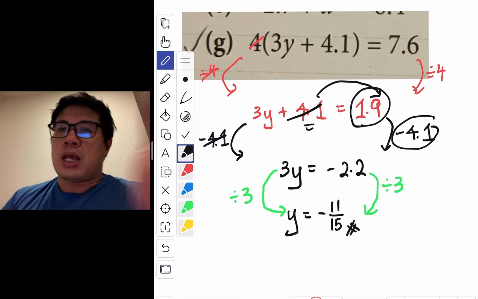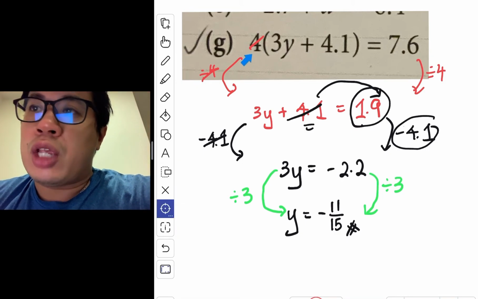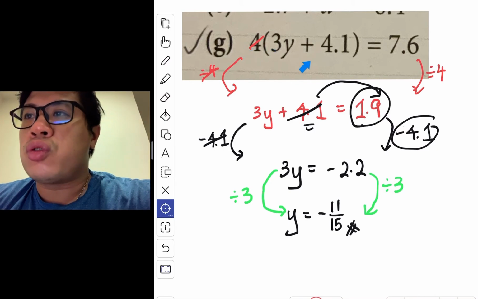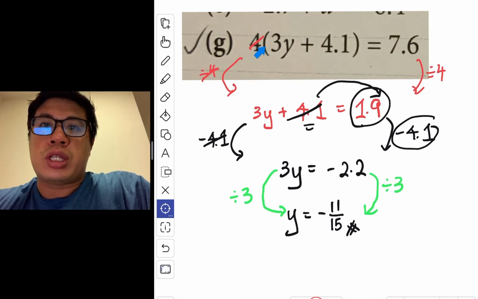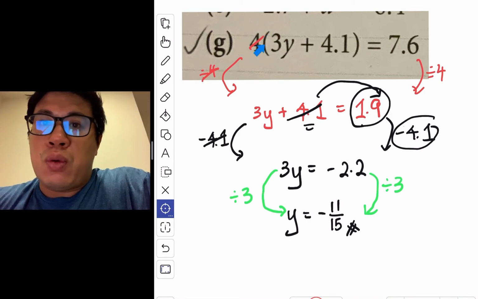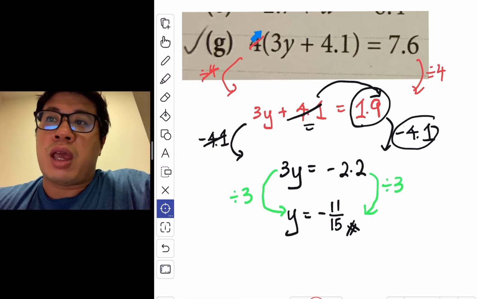So the difficult part is to recognize which operation to do first. Do I do the 4? Do I do the 3? Which one do I do first? Now the one on the most outside, which is the times 4, that's like the last guy who got into the lift. He'll be the first guy to get out.